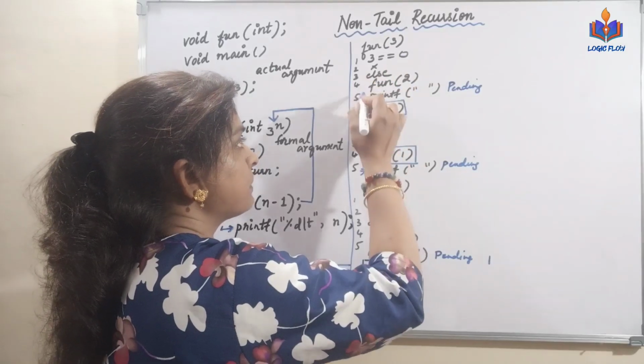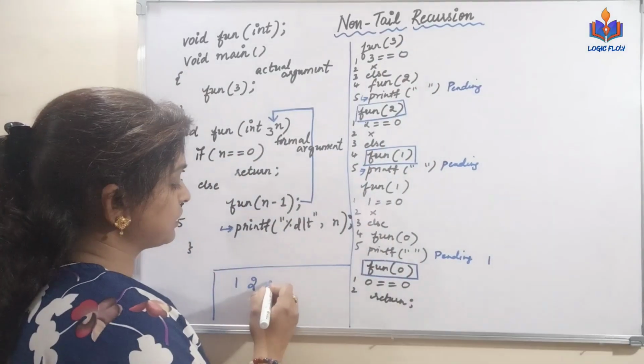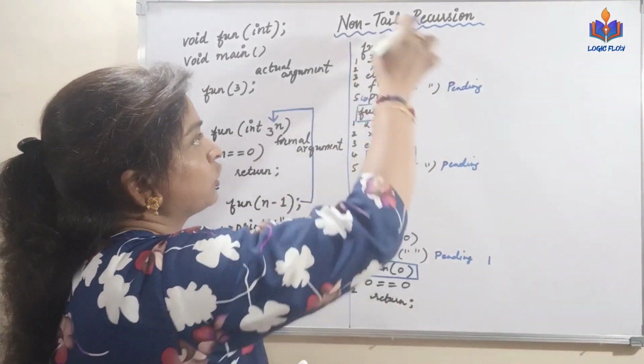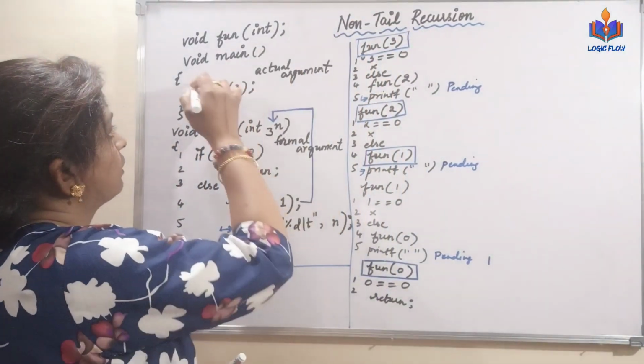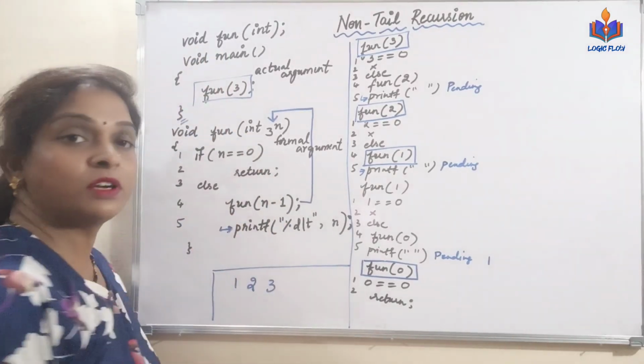Control will be to this place, and this remaining statement which is pending will be executed, which is print the n value, which is 3. All the 5 statements done. Again return to the place where function 3 was called. Function 3 was called here in the main function. The main function ends here. I'll get the output 1, 2, 3.